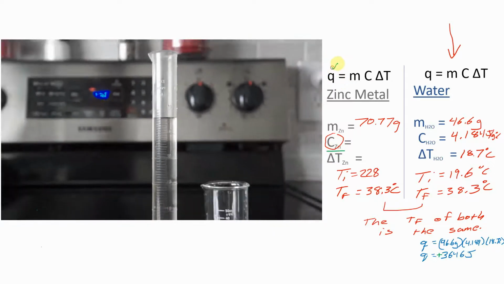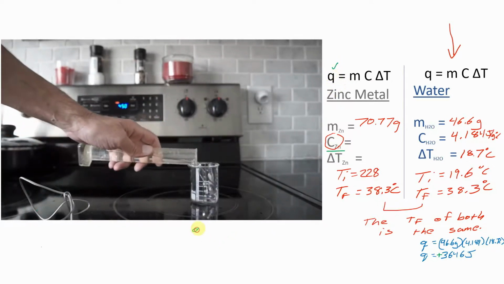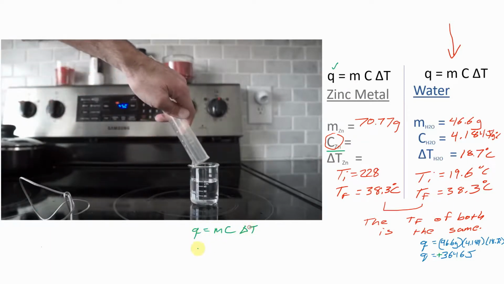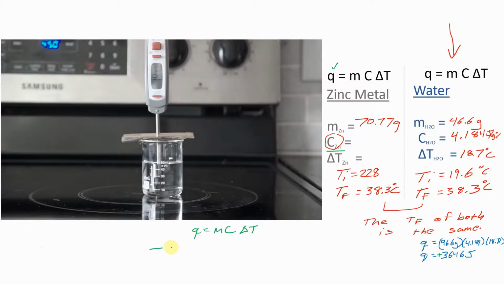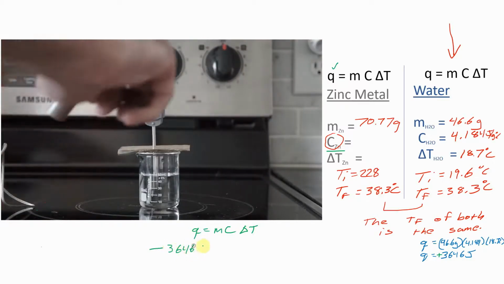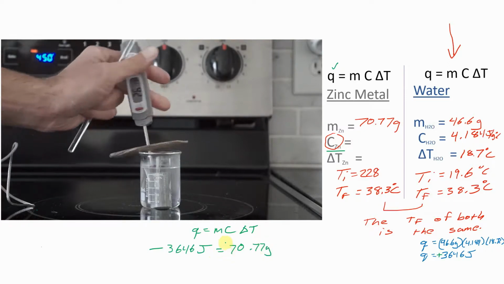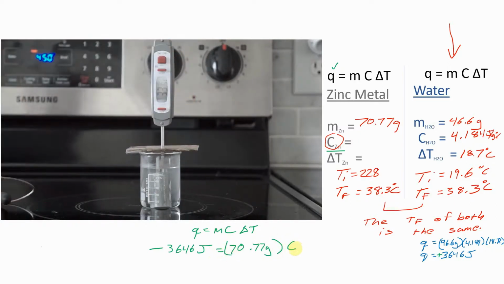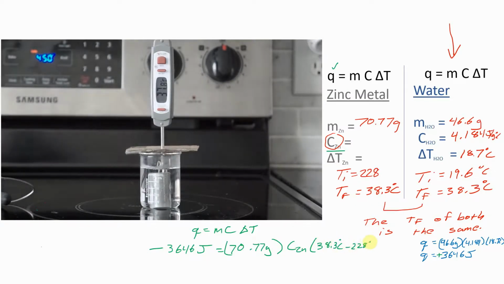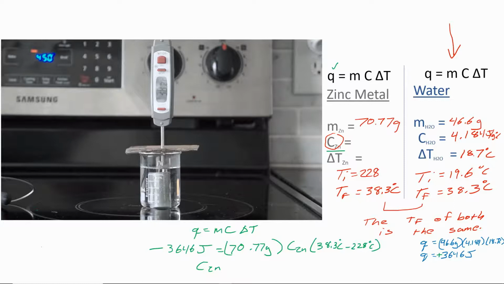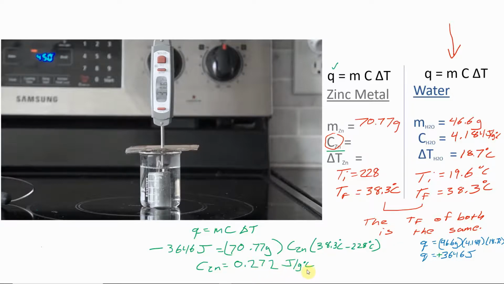Okay, that's a great start, because now if I'm going to figure out the heat capacity of zinc, I need to know the heat, which of course the heat is now going to be, well, let's do it down here. Q equals MC delta T. The heat is going to be negative 3,646 joules. We know the mass was 70.77 grams. We are trying to find the heat capacity of the zinc. And we know that the change in temperature was final minus initial, so 38.3 degrees Celsius minus 228. And then I can solve for my specific heat of my zinc. And when I do that, I get 0.272 joules per gram degree Celsius.